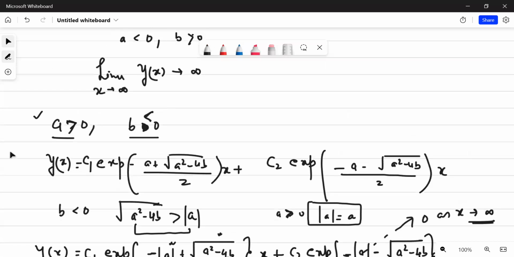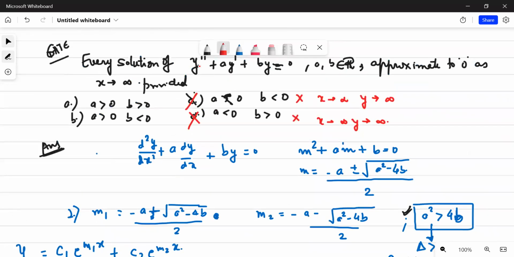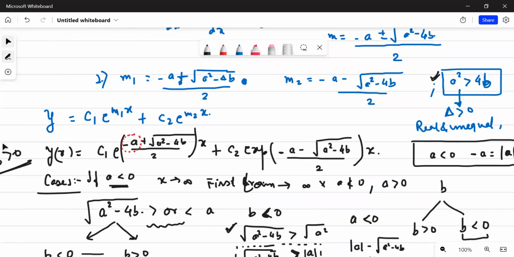So if a is greater than 0 and b is less than 0, again this option is discouraged, or you can reject this option. So if a is greater than 0 and b is less than 0, this is also incorrect, because here also as x tends to infinity, your y is tending towards infinity. Is that clear or not clear?